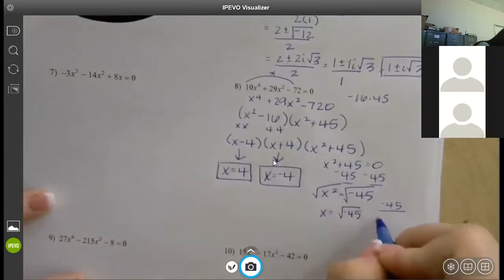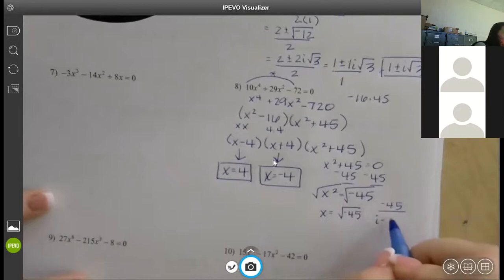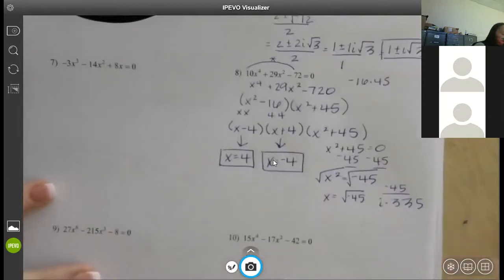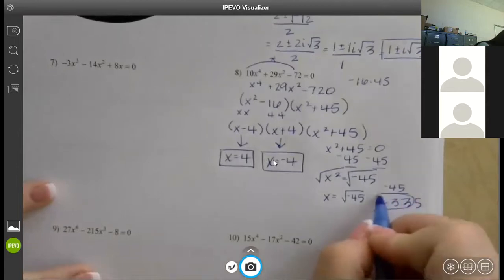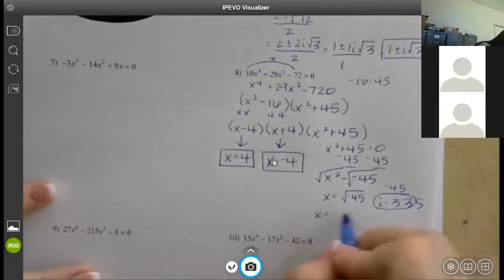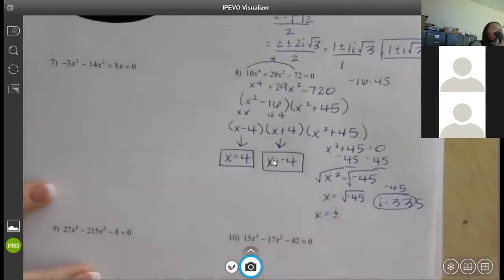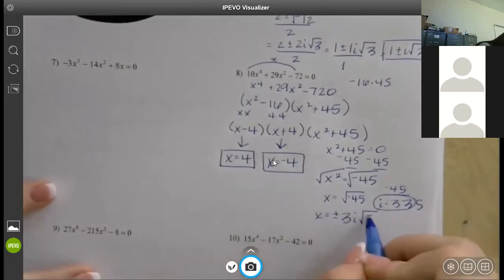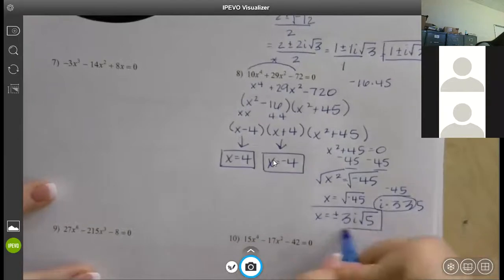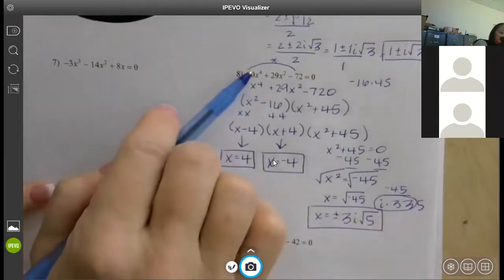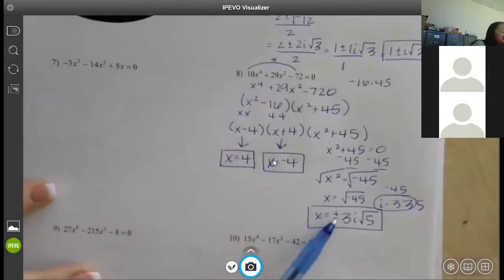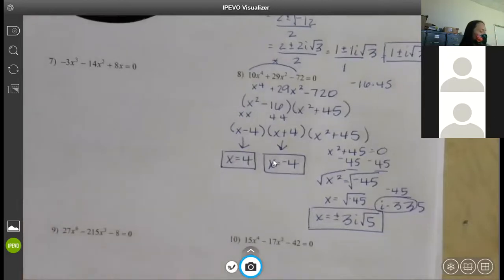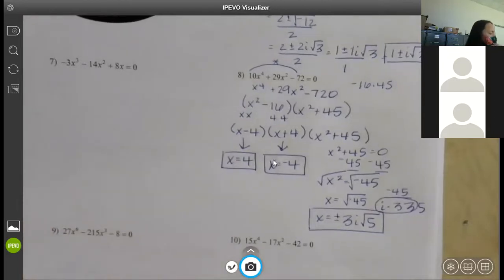A -45 is going to pull an i out. 45 is 9 times 5 or 3 times 5. Remember, there are 2 answers to a square root. 3i, and I left a 5. We should have 4 answers. 1, 2, 3, 4. We will not do number 10.